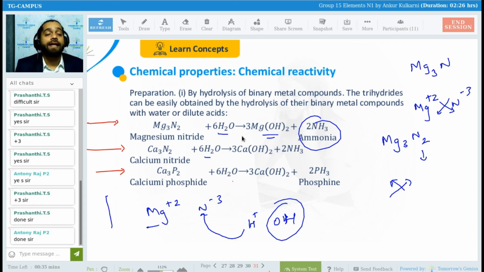So this is how you remember the reaction. Remembering the P block reactions is not easy, I understand, but this is how you remember it. From the oxidation state, from the charges, try to remember it. You will find it easy. Otherwise, you will find it very difficult.